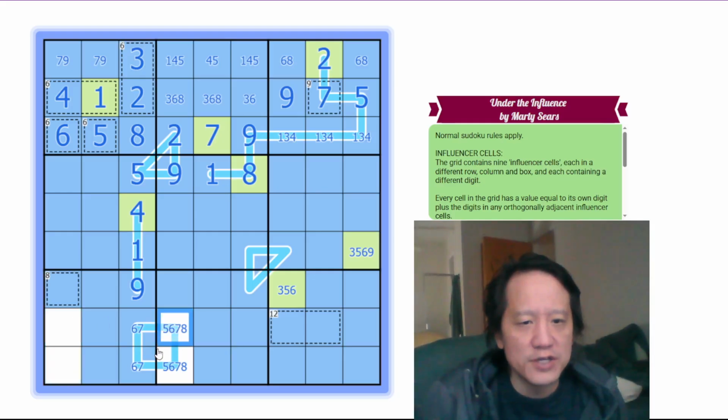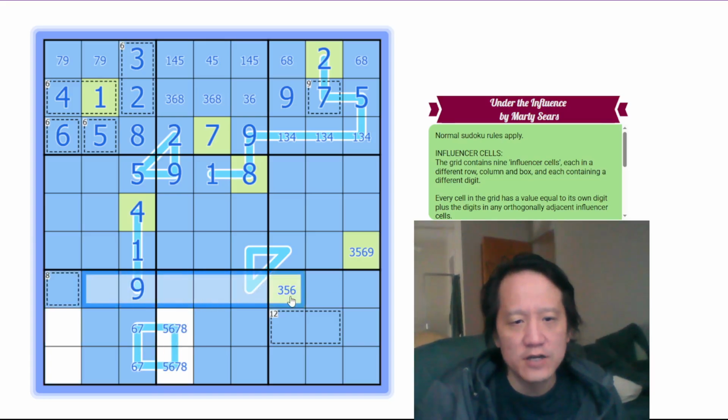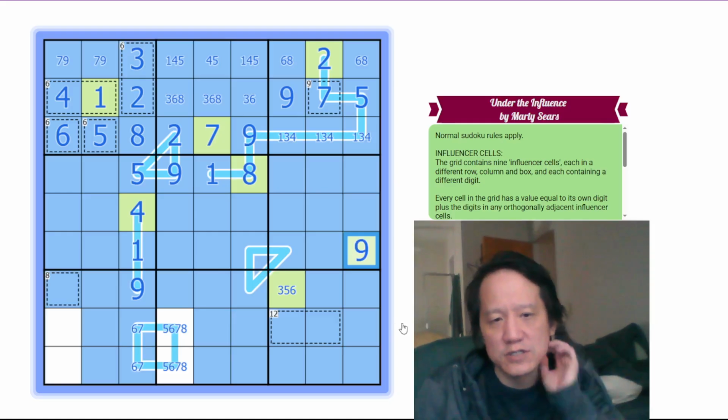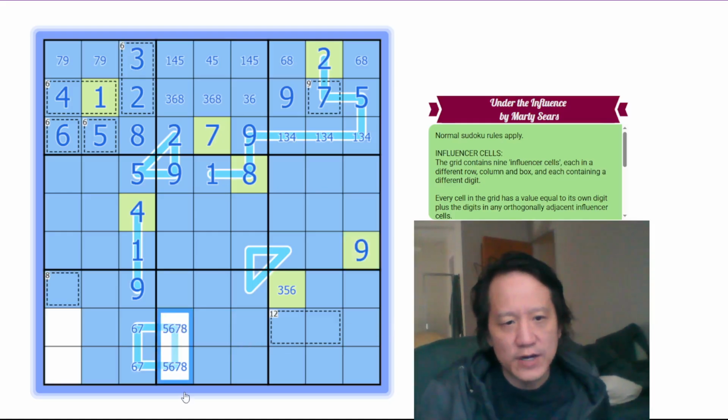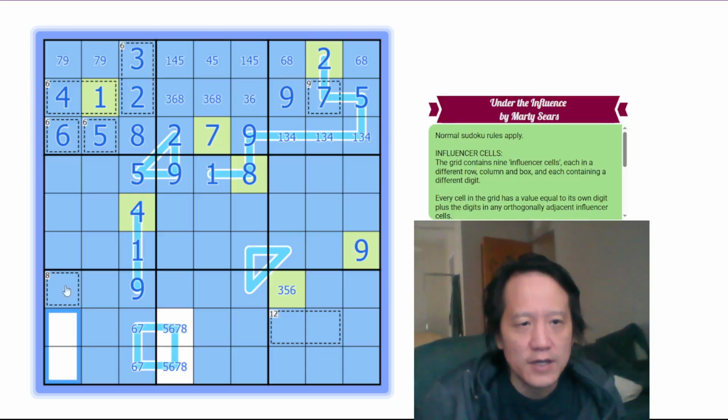So where is the influencer cell which has a value of a digit of 9 in it? Cannot be here, cannot be here, can't be here because of the 9 in the row, so it must be here. So this is 9. This is 5 or 6. This is 3, 5. Cannot be 6. So it's 3 or 5 here. Okay.